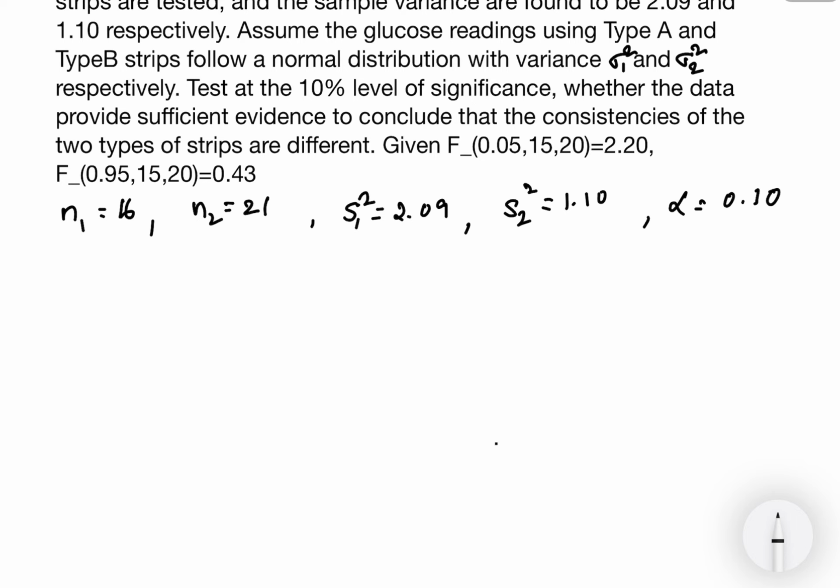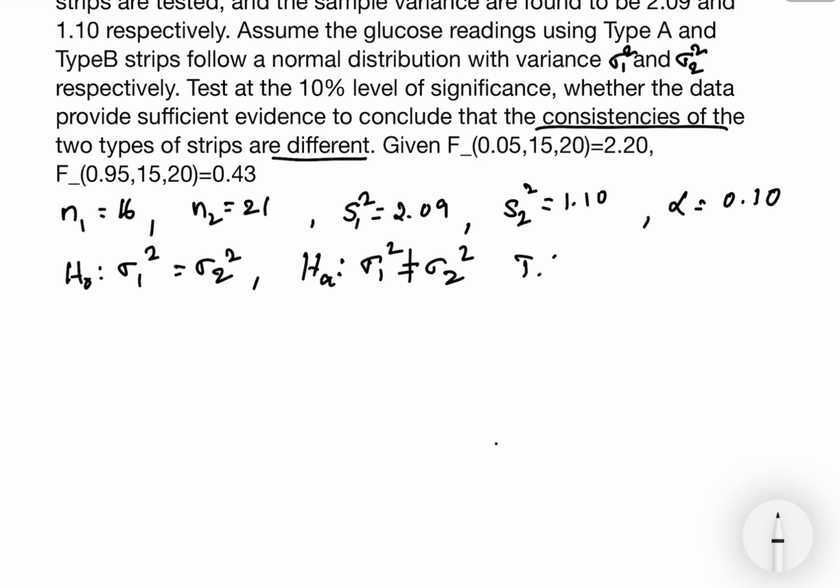So the null hypothesis will be H naught: sigma 1 square equals sigma 2 square, and the alternate hypothesis would be to conclude that the consistency of the two types of strips are different, that is sigma 1 square not equal to sigma 2 square. So from this we can see that it is a two-tailed test. So here the graph would look something like this. Anything above F alpha by 2 we are going to reject, and anything below F 1 minus alpha by 2 we are going to reject.